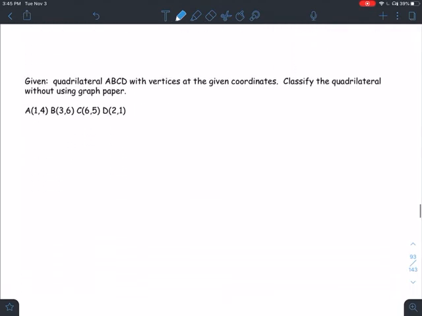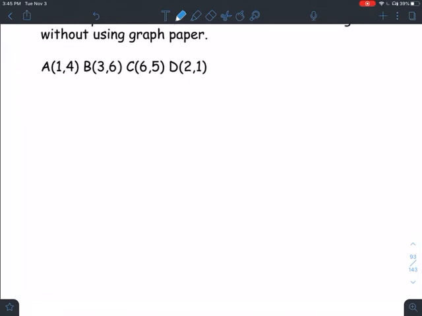So we're given quadrilateral ABCD with these vertices. Classify the quadrilateral without using graph paper. This is where we're going to use the attributes that we have. I like to usually check with slope first. The first thing I'm going to do is draw something out and label it A, B, C, D. Remember that these letters need to go around in a circle. It doesn't really matter which direction you take these letters, but we just can't zigzag across the figure.